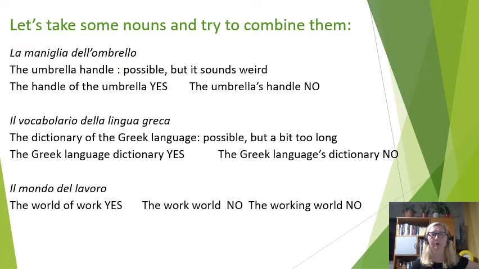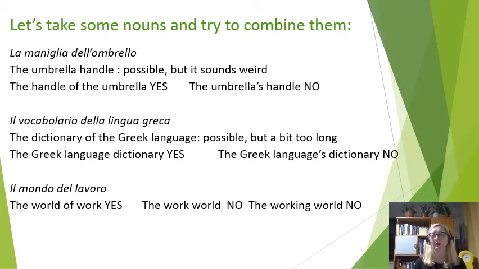Let's take some nouns and try to combine them. So, "la maniglia dell'ombrello." The umbrella handle is possible, but I would rather say the handle of the umbrella, maybe these two. The umbrella's handle, no. "Il vocabolario della lingua greca." The dictionary of the Greek language is okay, but it's a bit long. The Greek language dictionary sounds good together. And with the apostrophe S, no. "Il mondo del lavoro." The world of work, yes. The work world, no. The working world, no.